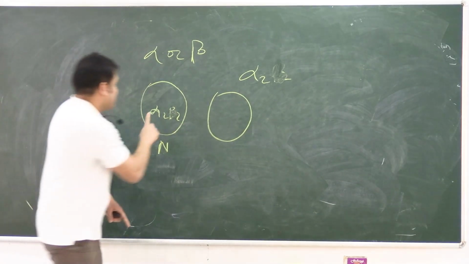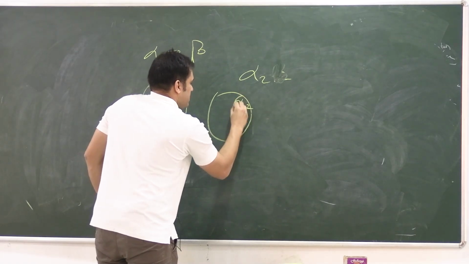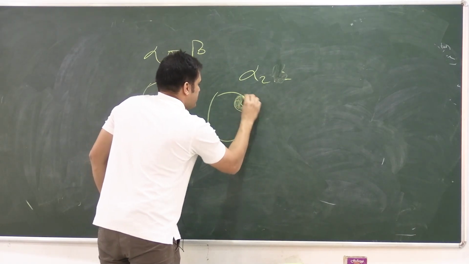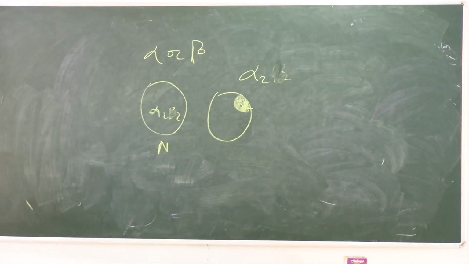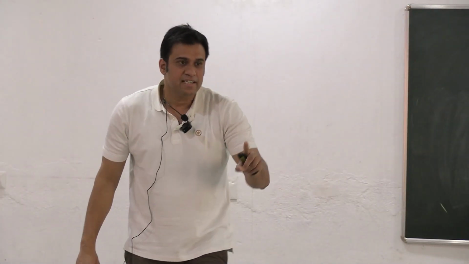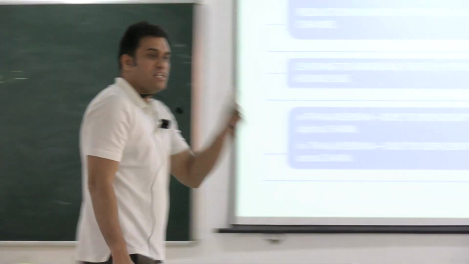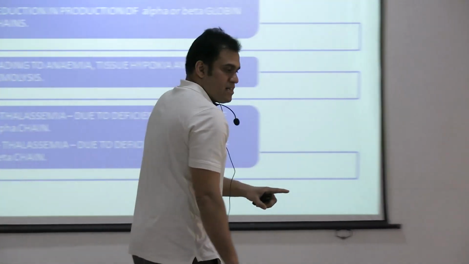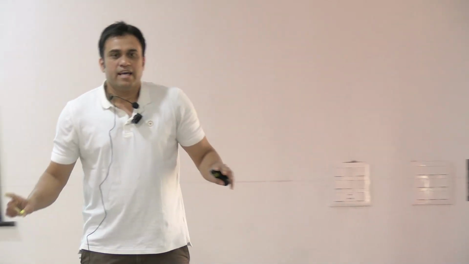Pairing is gone. This alpha 2 will form aggregates just below the cell membrane. This alpha 2 chain will form insoluble aggregates just below the red cell membrane. So such abnormal red cells, such red cells with abnormal hemoglobin, will flat out undergo apoptosis inside the bone marrow.